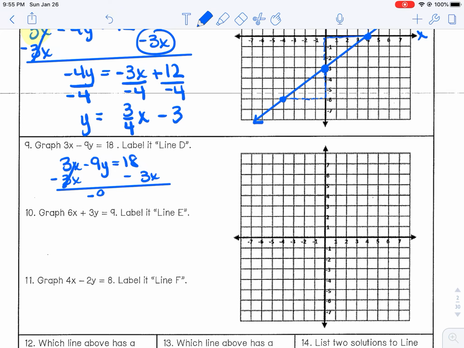Okay, that leaves me with a negative 9y. Remember, that goes with the 3x plus 18, and I didn't give myself enough room. Second step is to divide everything by negative 9. So that's going to leave me with y equals a negative 3 over negative 9. If you put that in your calculator, you'll see that it simplifies to a positive 1/3 x. And then 18 divided by a negative 9 is a negative 2.